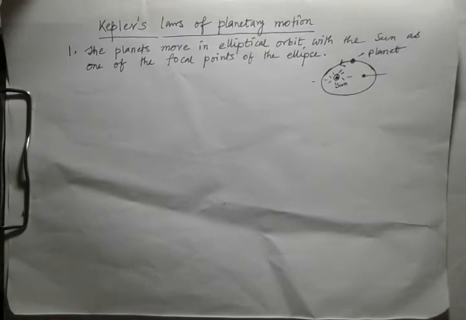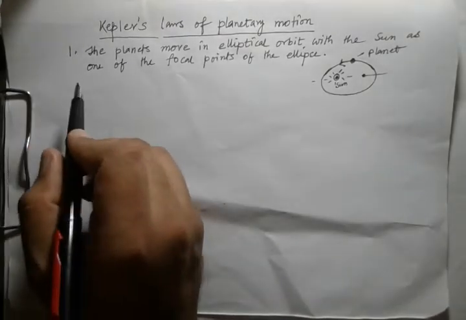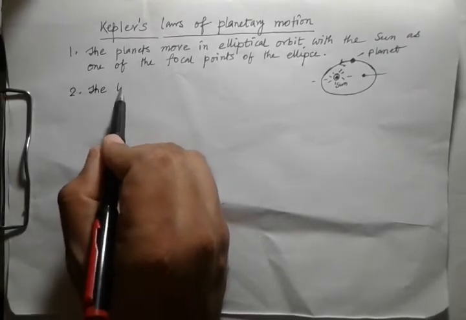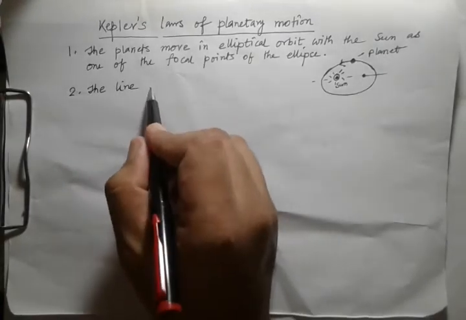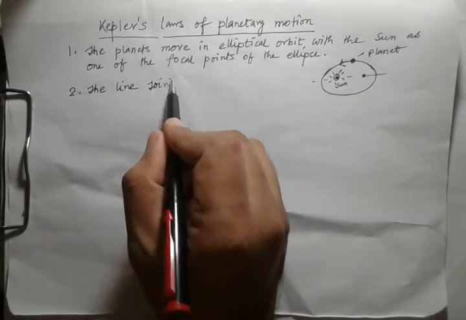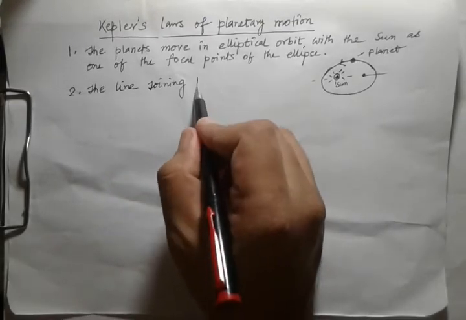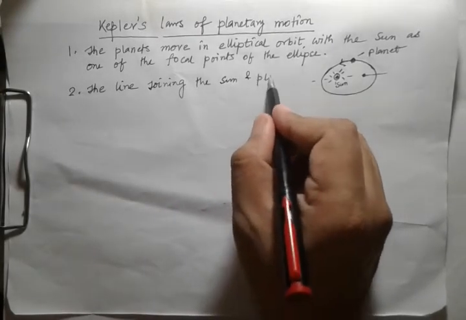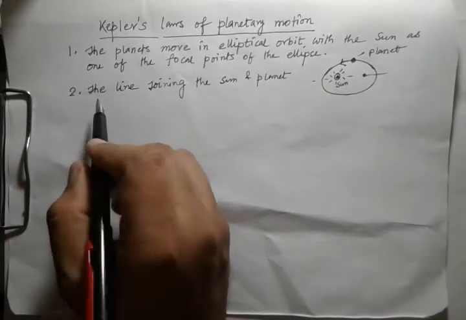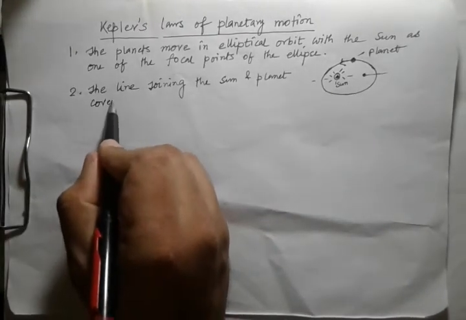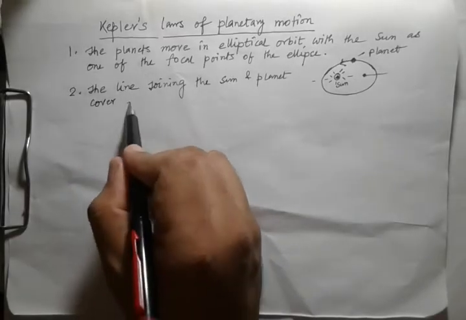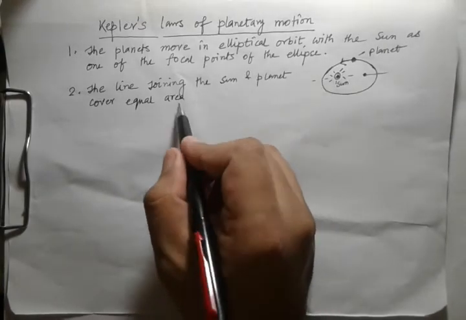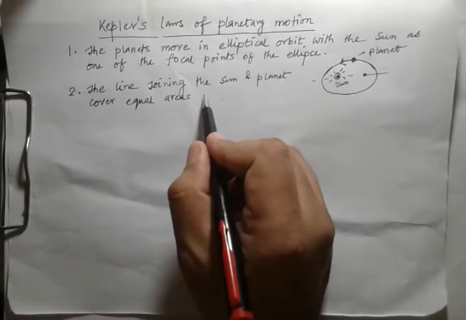Next one is: the line joining the Sun and planet covers equal areas in equal intervals of time.